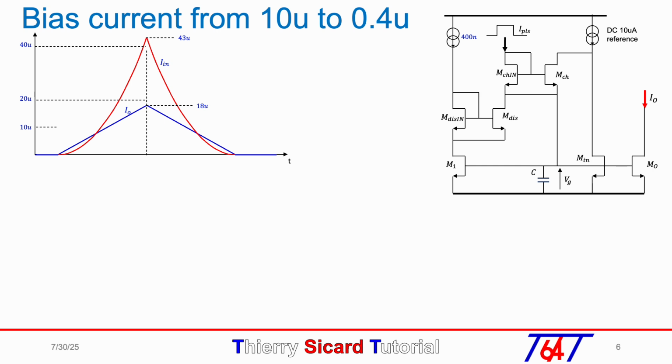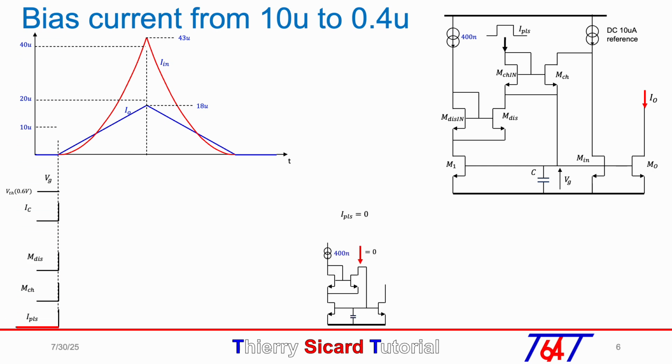I pulse equals 0. When the 400 nanoamp pulse current IPLS is 0, the 400 nanoamp biases the mirror current MDIS in and MDIS. Since IPLS equals 0, no current flows through MDIS, which shorts the gate and drain of M1, as shown in the simplified diagram with the short highlighted in red.